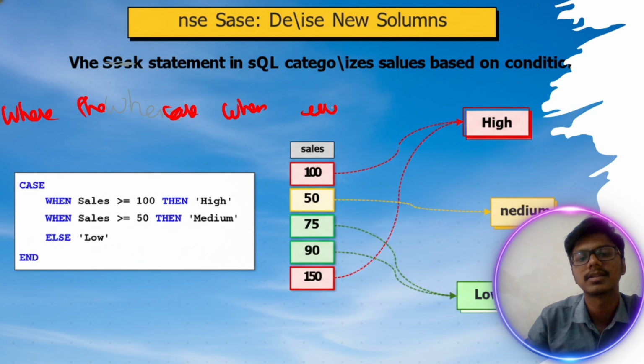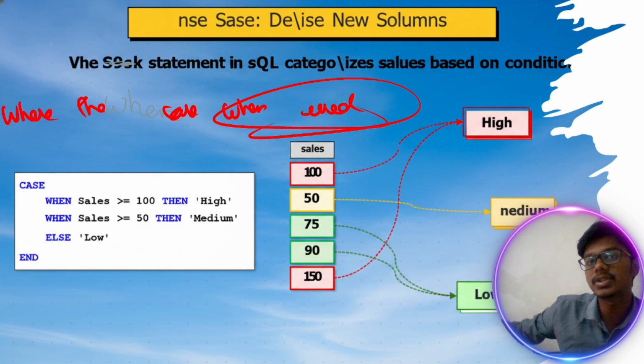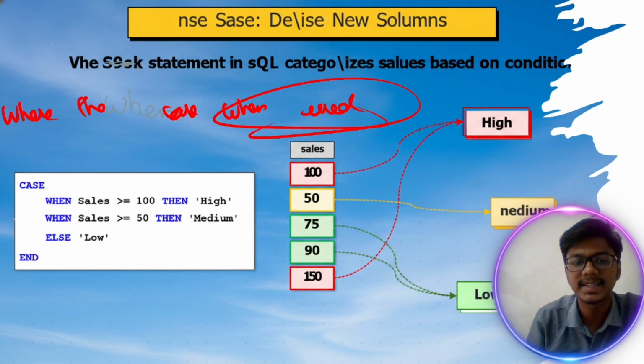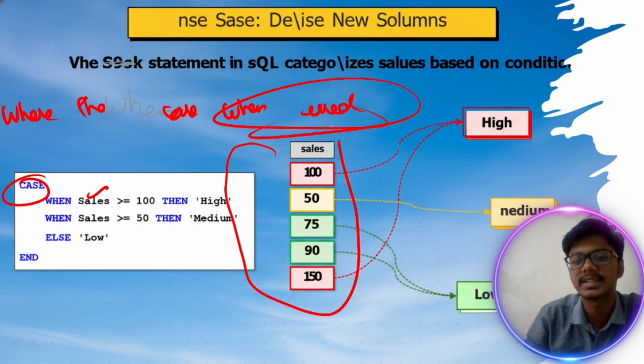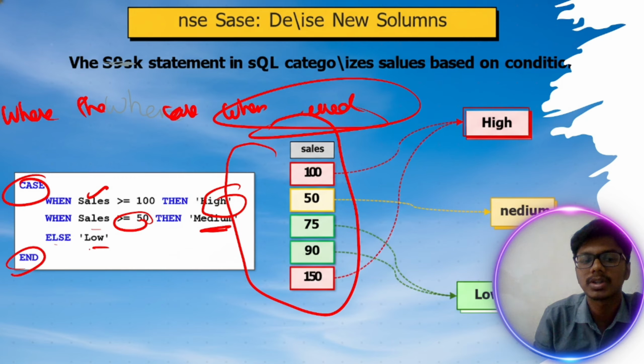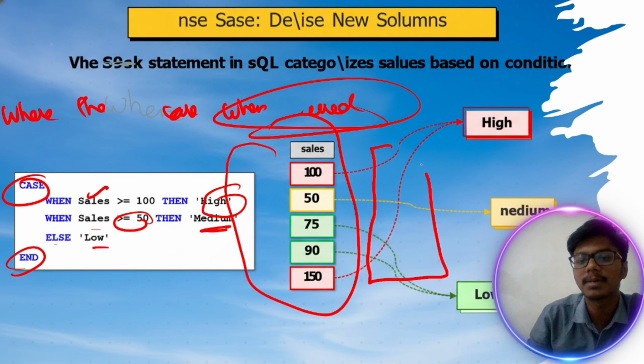Where can it be used? We can create a new category column based on conditions. Let's see an example. Consider this is the database. I am writing a statement: case when sales greater than or equal to 100, then I want the value high. When sales greater than or equal to 50, I just want medium, else low, and we end the logic. That's all about the code. Now we are creating a new column based on the condition.